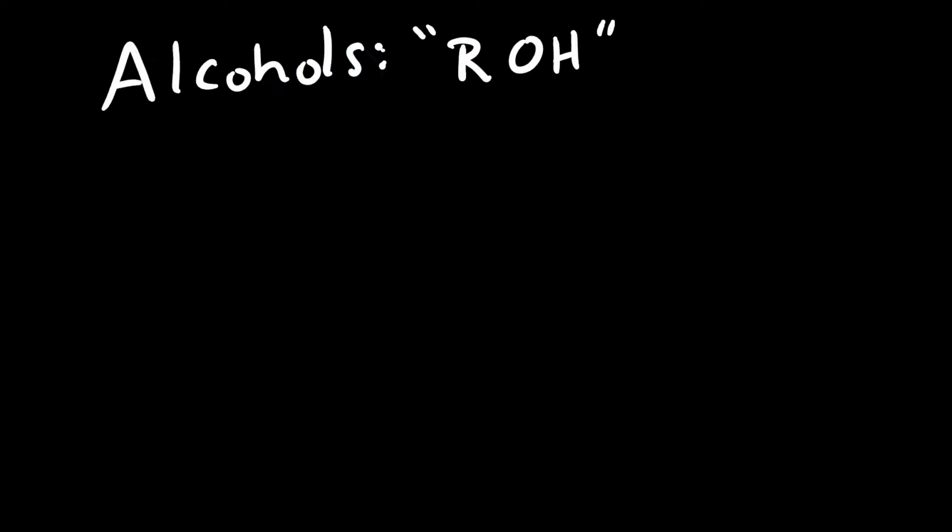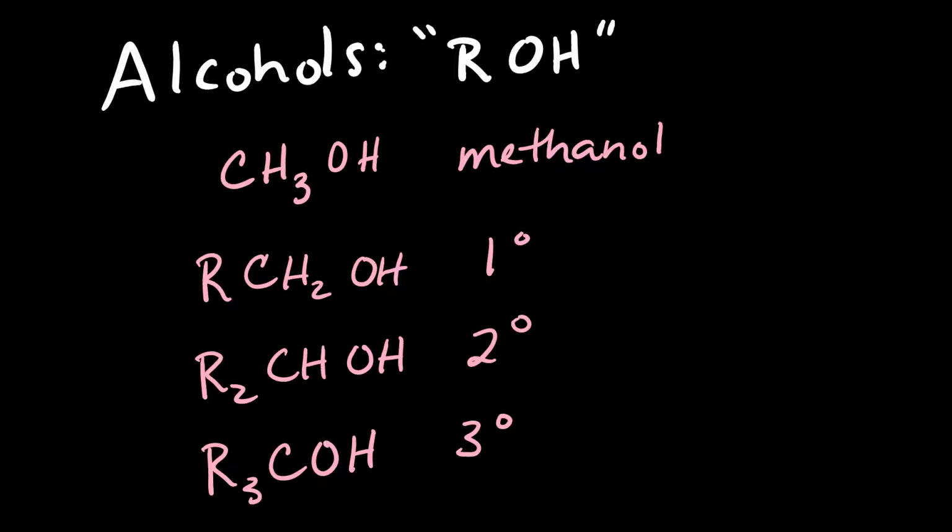The functional group that we will study the most in this chapter are going to be the alcohols. Of course, alcohols have the generic abbreviation ROH, and we can classify alcohols in terms of how many R groups are on the carbon with the hydroxyl group. The simplest alcohol is going to just be methanol. But then if you have one R group on the carbon, that would be a primary alcohol. 2 R groups would make it a secondary alcohol, and 3 R groups would make it a tertiary alcohol.